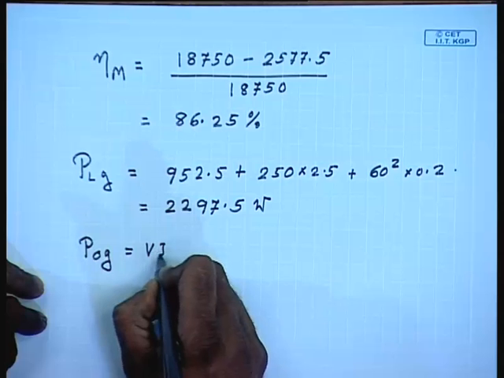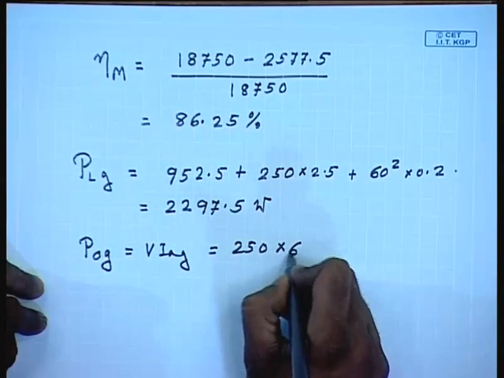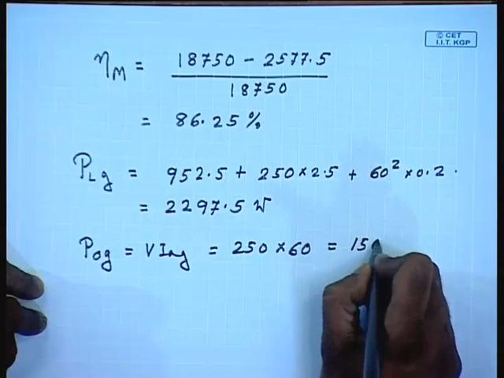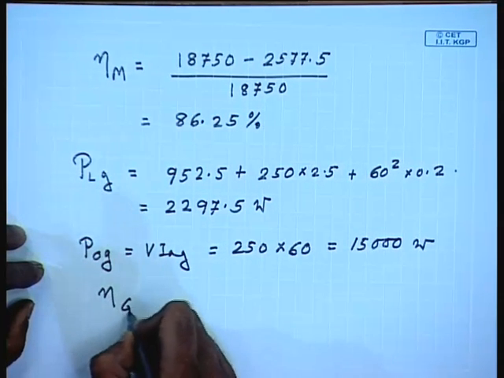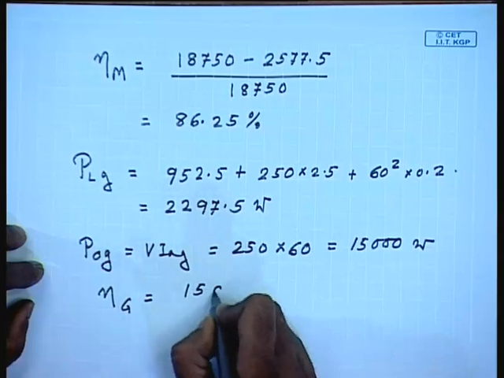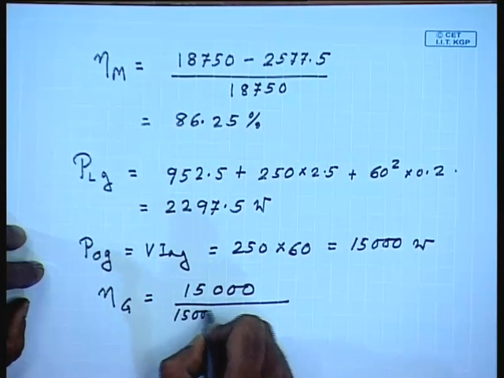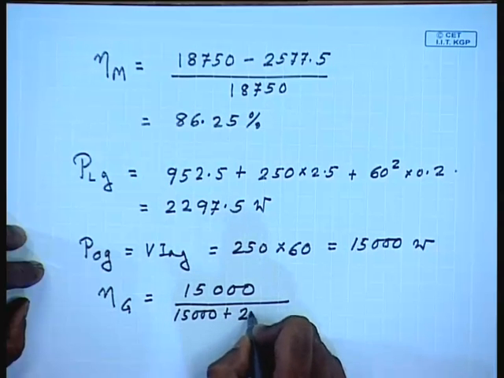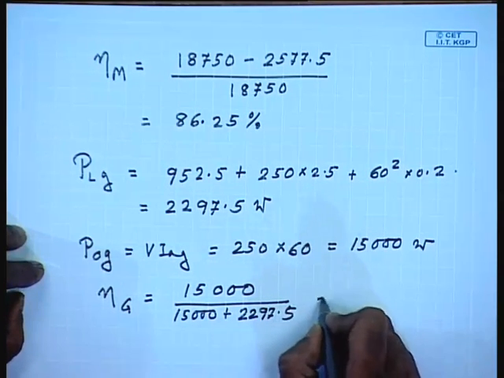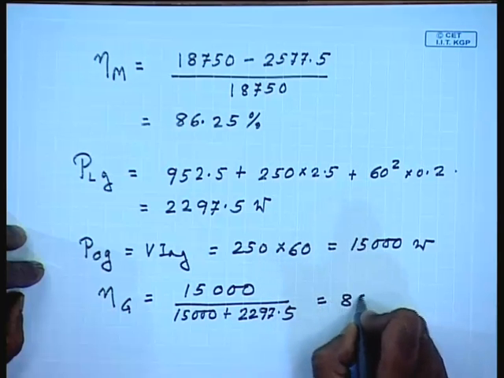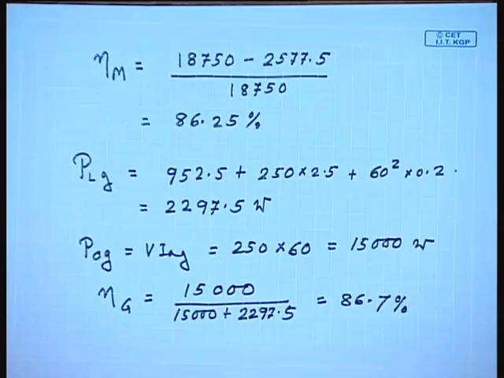Now, generator output equal to V IAG comes to 250 into 60 equal to 15,000 watts. So, eta generator equal to 15,000 divided by 15,000 plus 2297.5, this comes to 86.7%. Thank you.